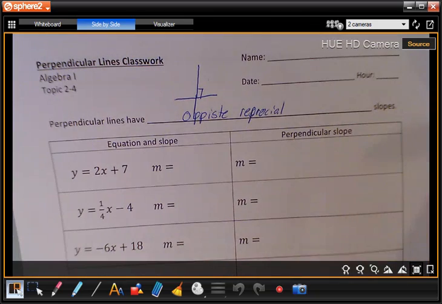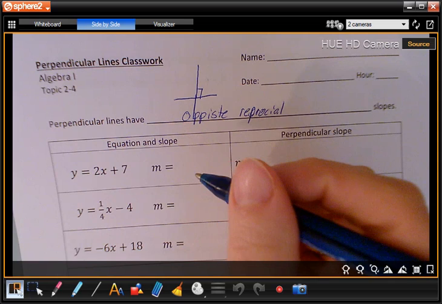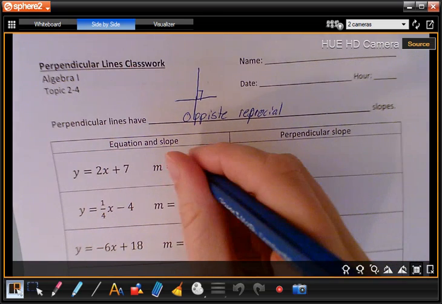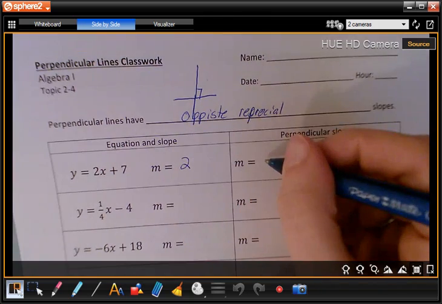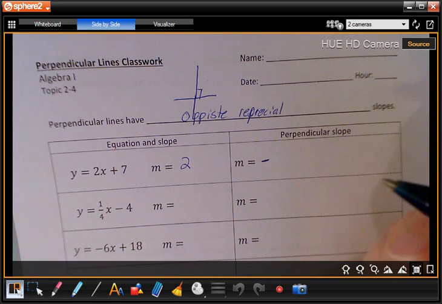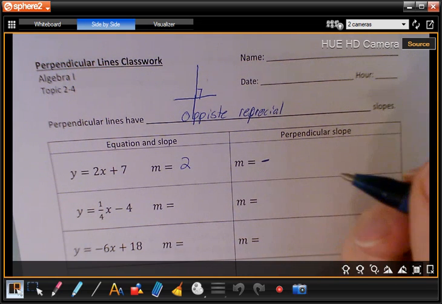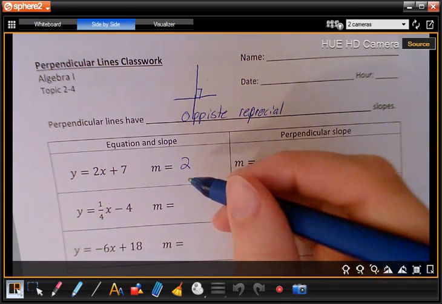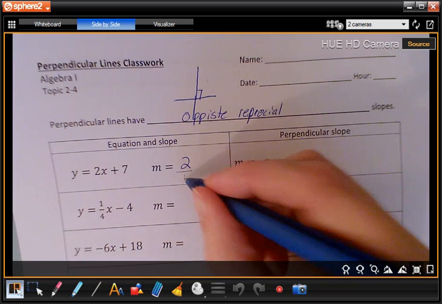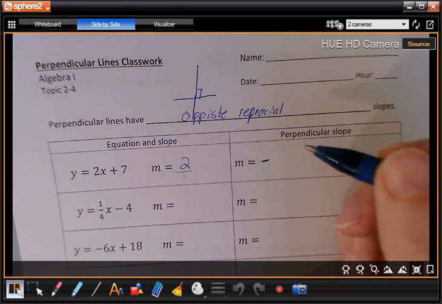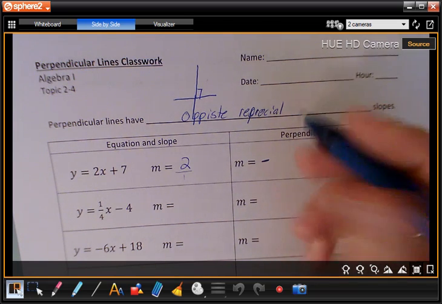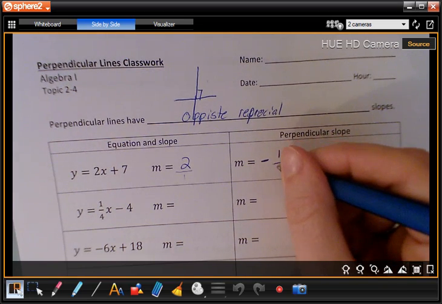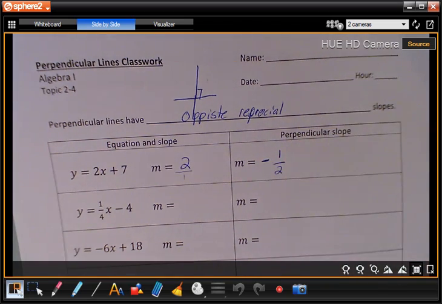So if we look at this first equation right here, you can see that our slope is 2. The opposite reciprocal of 2: opposite means different signs. So 2 is positive, so I'm going to do negative. And reciprocal just means flipping a fraction. Every whole number can be turned into a fraction easily by just simply putting a 1 on the bottom. 2 over 1 is the same thing as 2. So if I am to flip this, I get 1/2. That is my opposite reciprocal.